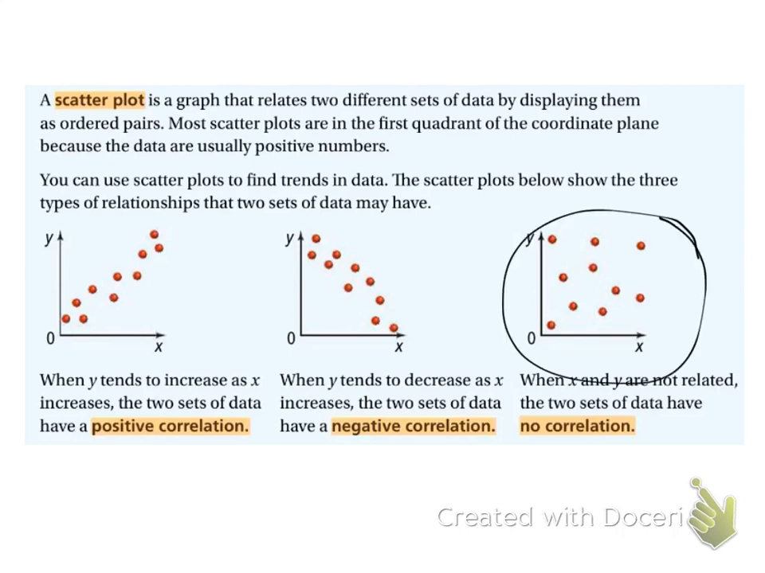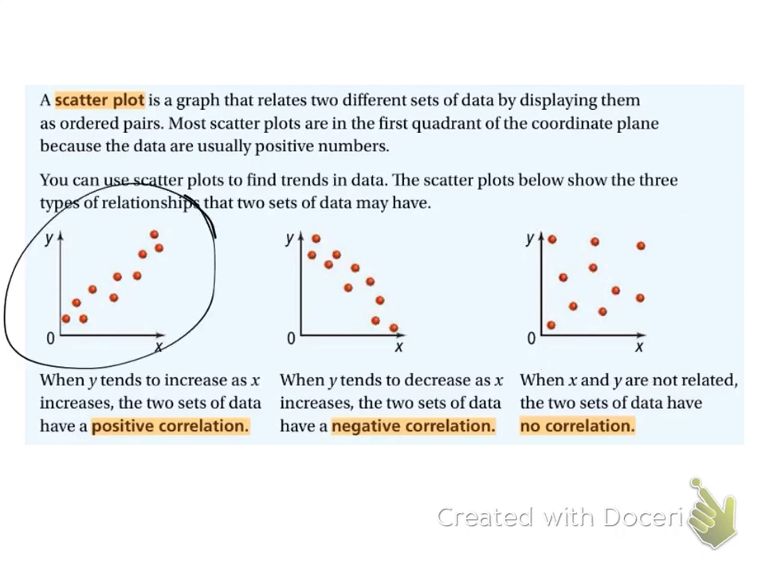So you see this one where it just looks like all the dots are randomly on there, right? You couldn't really draw a line to show where most of them are, right? Like you could over here. So this one here has no correlation. You can't really see a clear relationship between any of the points.